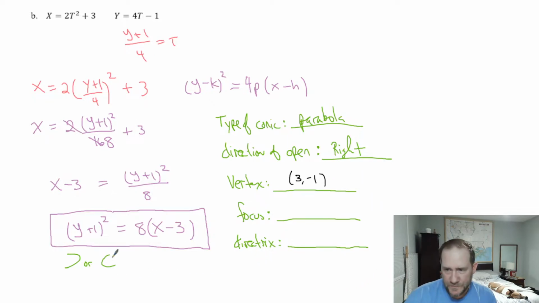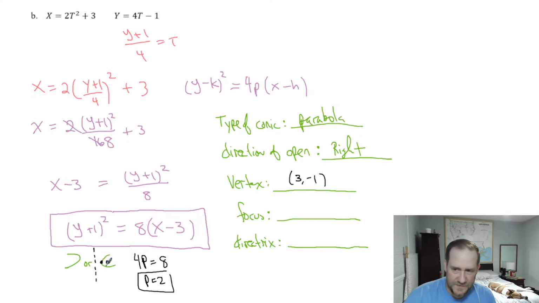And then because we know we open to the right, if that's our vertex, we know the focus will be to the right of that vertex, and the directrix will be a vertical line to the left of that vertex. We also know that 4p is 8, so that means p is 2.